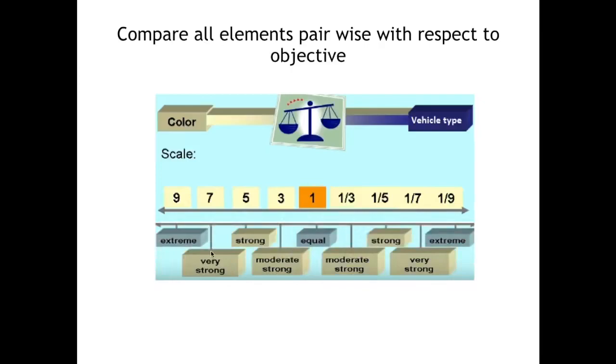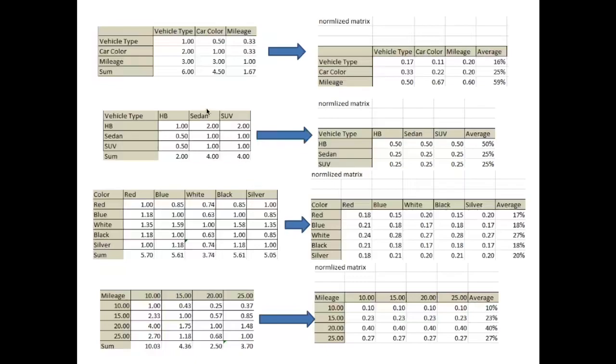As you can see, this is a scale. For extreme importance of color, we assign it 9. For the extreme importance of vehicle type, we assign it 1 by 9. We do a comparison of color versus vehicle type and all three of these, and after this we get a matrix such as this. This is the matrix that we get after the comparison. Then we apply a normalization and we get an eigen matrix as follows.